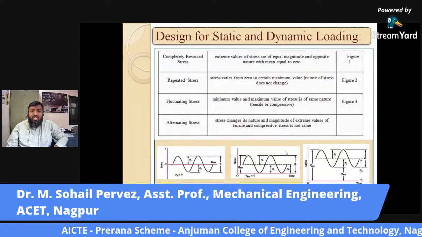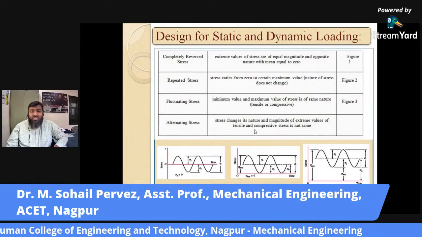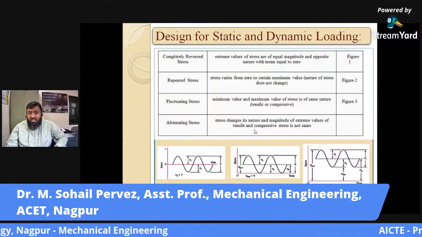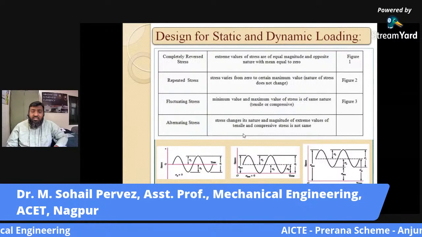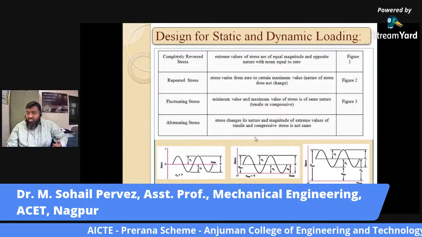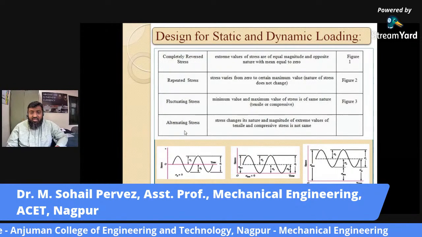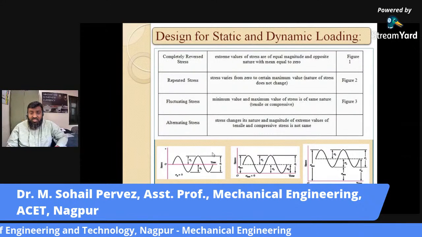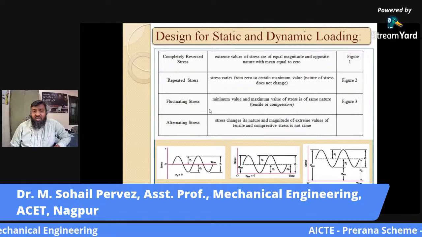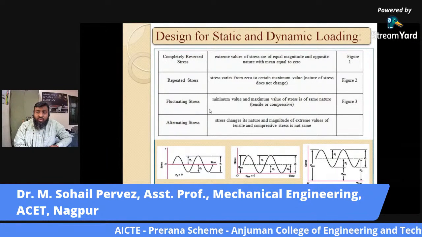We may quote the example of your bike or car's suspension system. If you are driving on a newly constructed cement road, you'll have a smooth ride. If you go on some striated roads, you will feel the alternating stress, where nature and magnitude both change. So this is a brief comparison of these four types of stresses in dynamic loading.